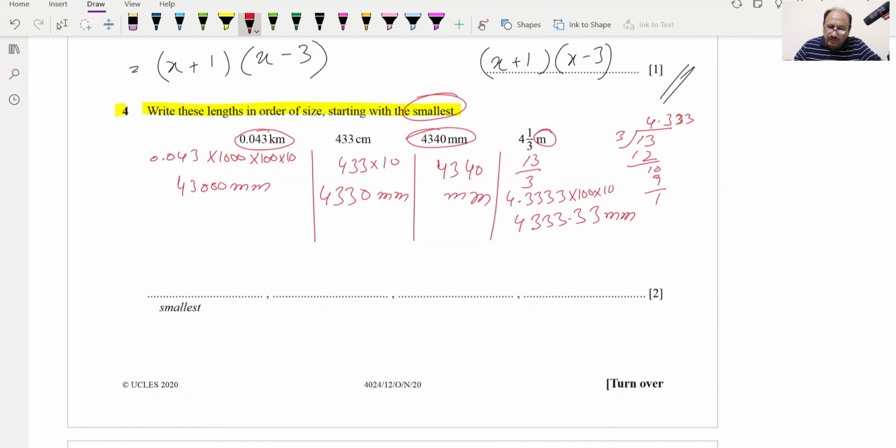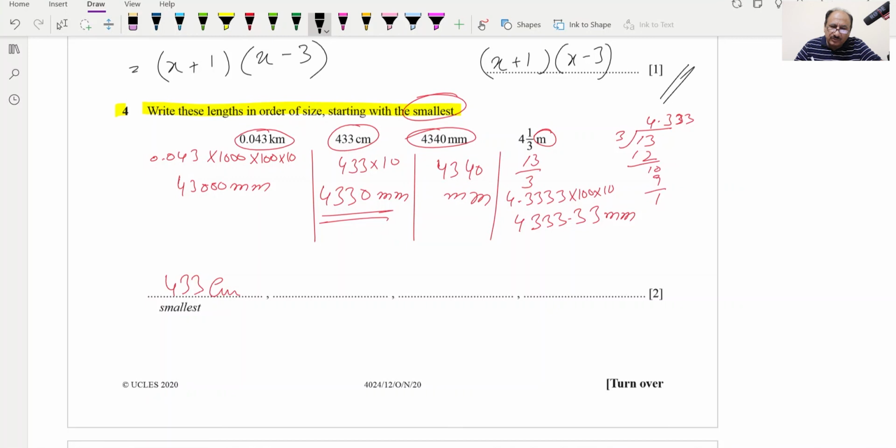So everything now we have converted into millimeters. Now we can compare. The smallest one is this one, 4330. This is only 4 digits, and rest of everything is more. 4340 is also more, so we'll write this number 433 centimeters. This will be the first one.